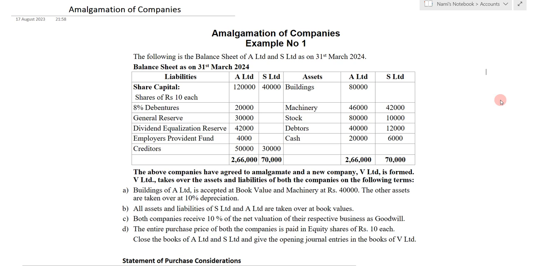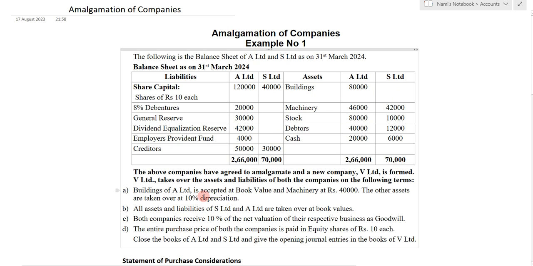In this video, we are going to solve an example of amalgamation of companies. So this is the example on the screen. The following is the balance sheet of A Limited and S Limited as on 31st March 2024. Liabilities and assets: liabilities of A Limited and S Limited are given as follows, then assets of A Limited and S Limited are given.